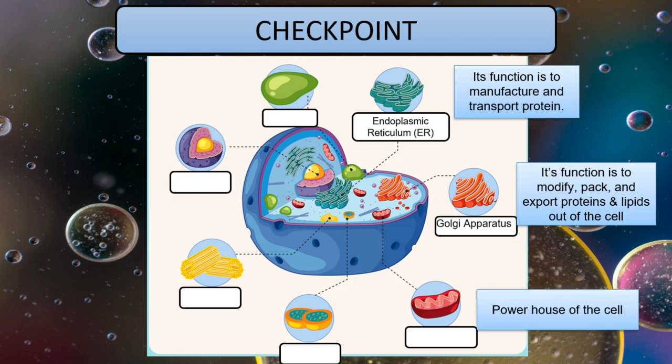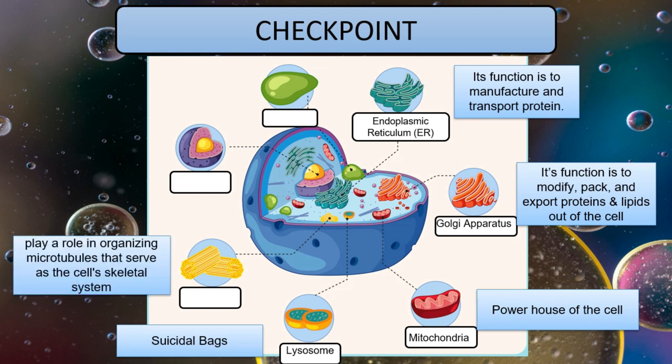Next, it is considered the powerhouse of the cell. It is the mitochondria. Okay, very good. And next one, it is considered the suicidal bags inside the animal cell. It is the lysosome. Next, it plays a role in organizing microtubules that serve as the cell's skeletal system. It is the centriole.